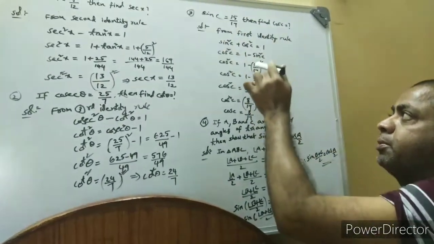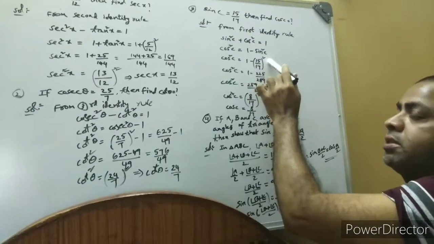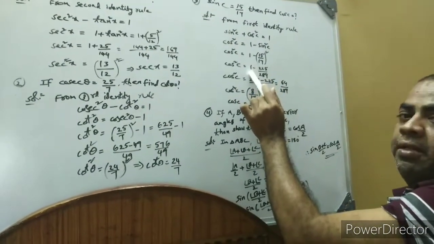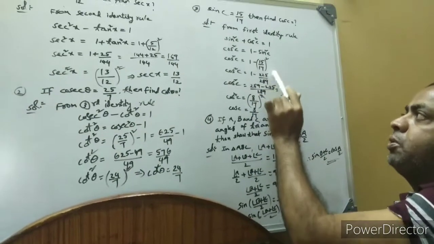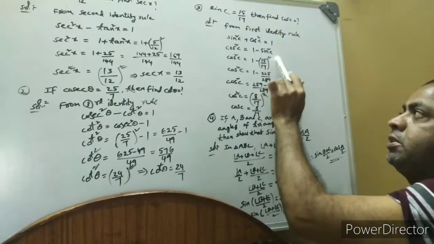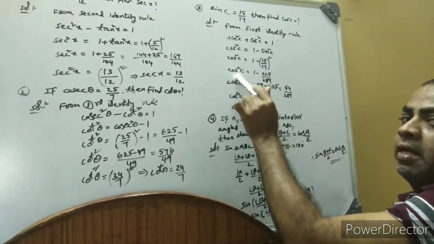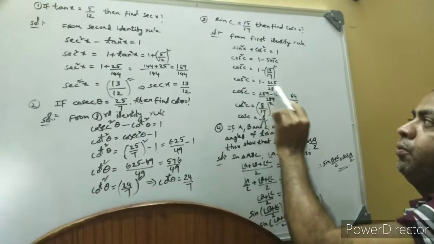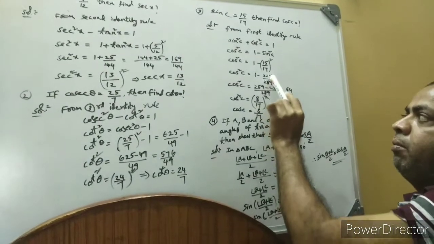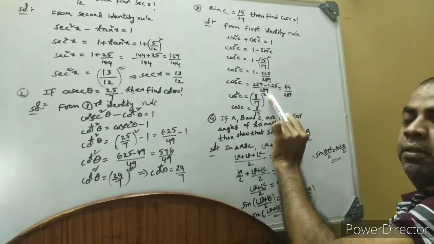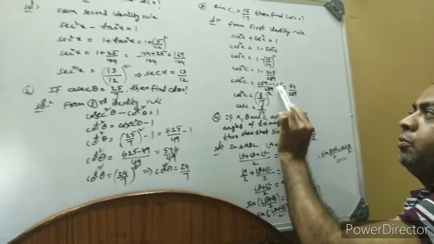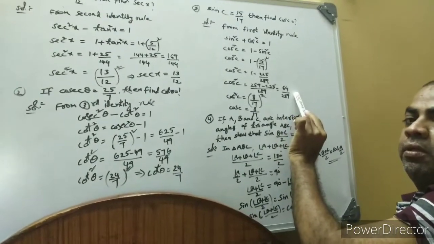Sin C value you have to substitute: 15 by 17 whole square. 1 as it is I am writing. 15 whole square means 225. 17 whole square means 289. Left side is cos square C. Take LCM: 289 minus 225 by 289. 289 minus 225 is exactly equal to 64.